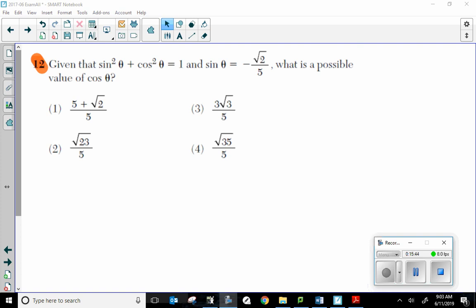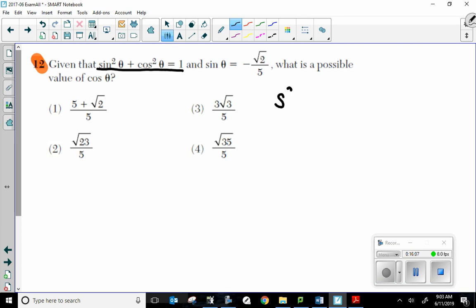Algebra. Yes, there's trig involved, but really this is a straight out algebra problem. And I will show you as we do this. Given that sine squared plus cosine squared equals 1, and sine is negative radical 2 over 5, what is a possible value of the cosine of theta? All right. So I'm going to rewrite my equation they give me here. If sine squared plus cosine squared equals 1, and they give me sine is negative radical 2 over 5, well, I'm just going to plug sine in to solve for cosine. That's it. Simple algebra.